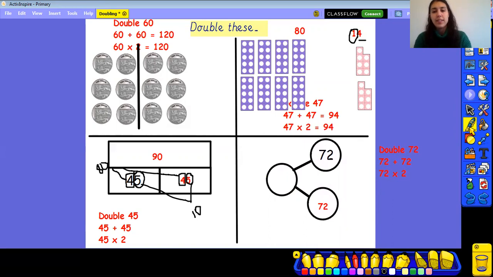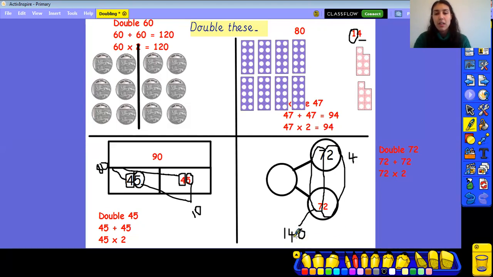Well, we need to partition, don't we? We need to split up our 10s and our 1s. So first of all, let's double our 1s. Well, double 2 would be 4. Excellent. 2 add 2 is 4, or 2 times 2 is 4. And then now let's double our 7 10s. So 7 add 7 is 14. So 7 10s add 7 10s is 14 10s. And we know that 14 10s is 140.